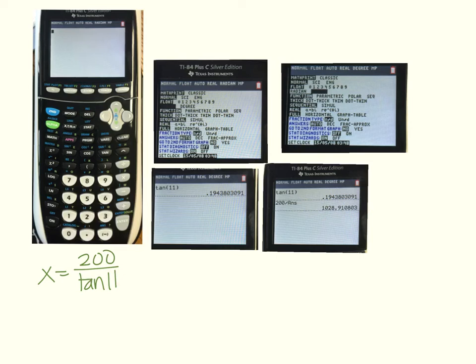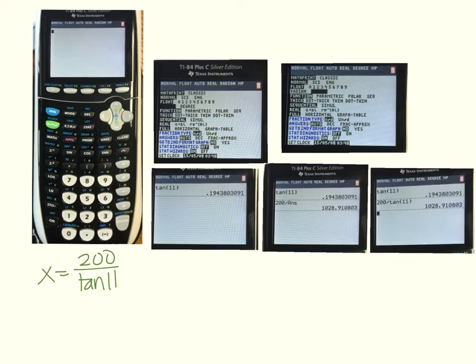Another way would be to plug it all in at one time into your calculator, and it would look something like this. So what you see over here now is I did it all in one step. I took 200 and I divided it by the tangent of 11, and what do you notice? I get the exact same thing. So it's really important that we understand how to use our calculator. The ending parentheses here in the tangent is also very important. So let's round to the nearest tenth to be able to answer this question.